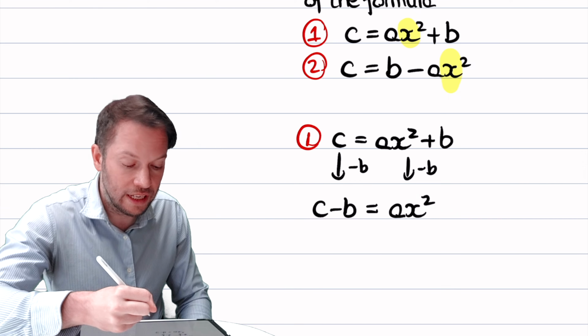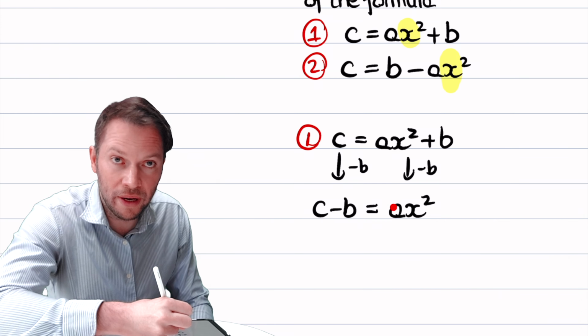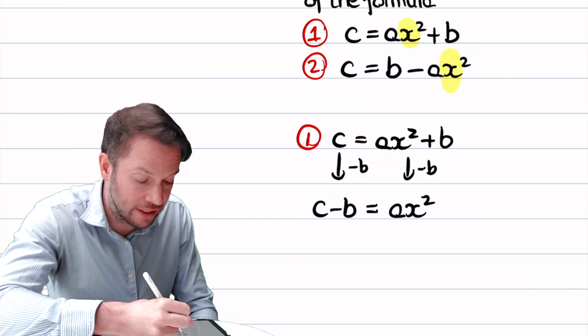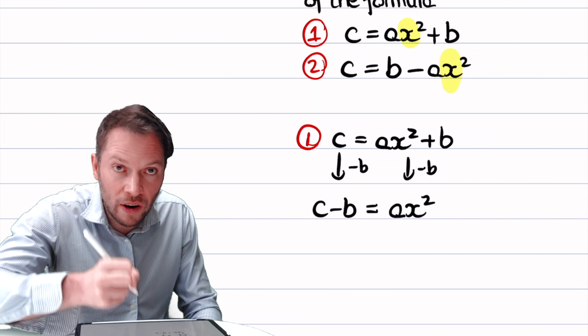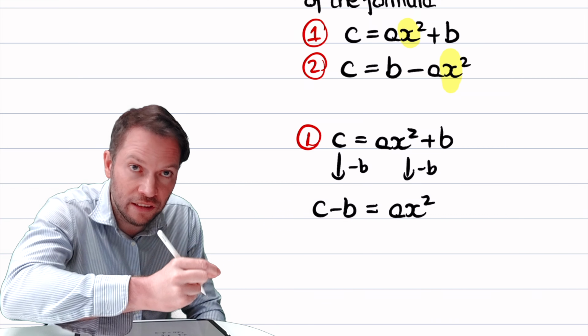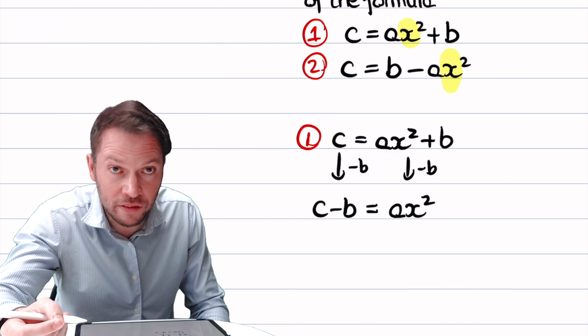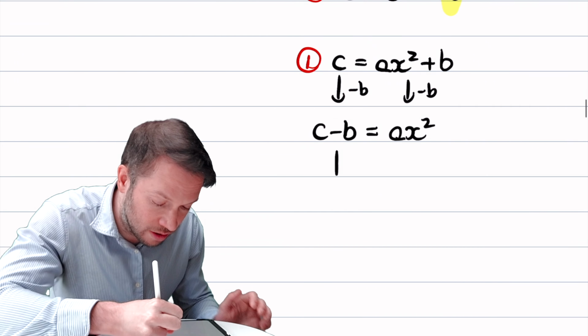Now, what's the next step? Well, x is being squared, and then it's being multiplied by a. Be really careful here. You might be tempted to square root both sides, to get rid of that squared, but think about the order. ax squared means a times x squared. So the x is being squared, and then it's being multiplied by the a. So you want to undo the last thing that's done there, which was the times by a. So we need to divide both sides of the equation by a.